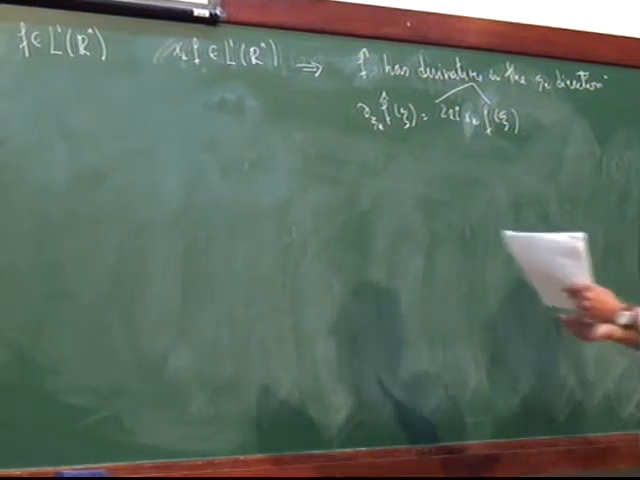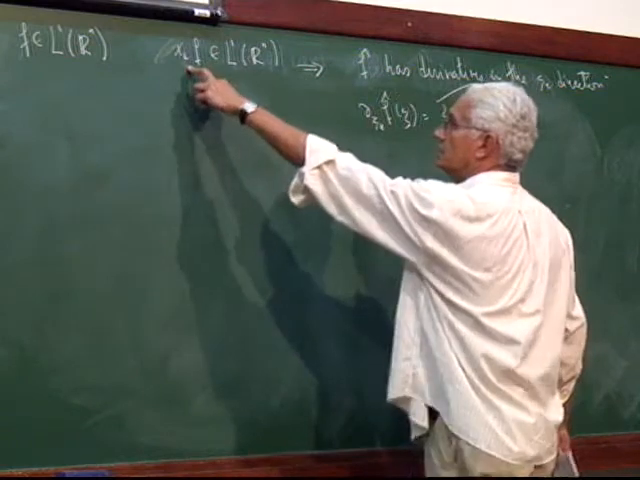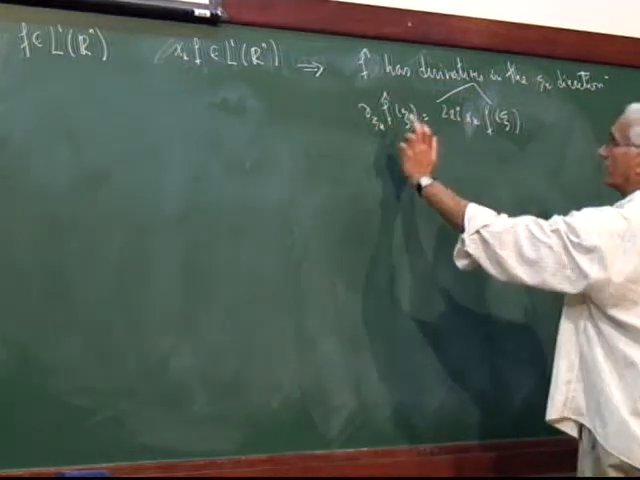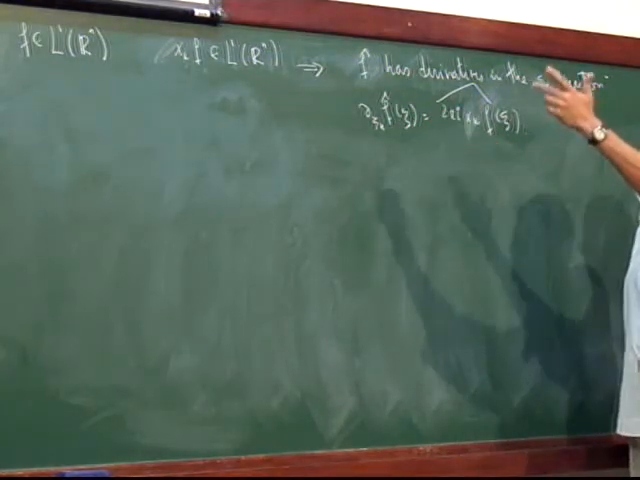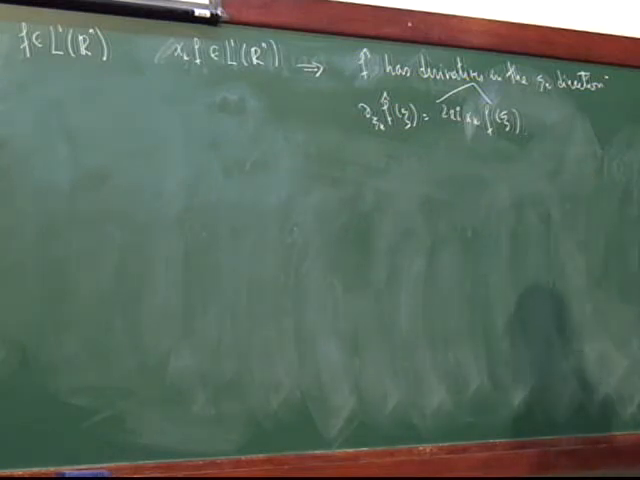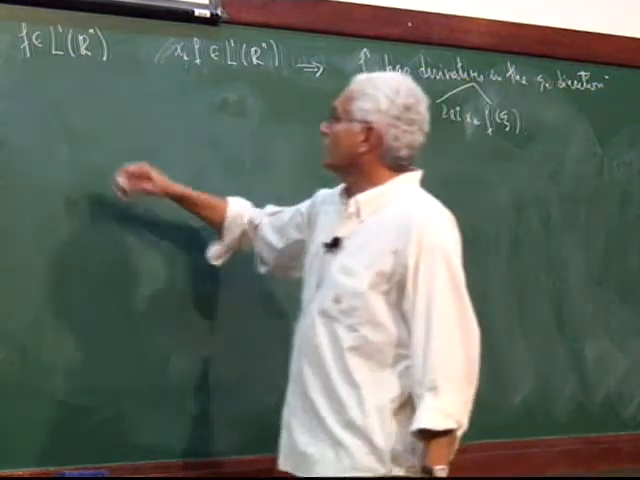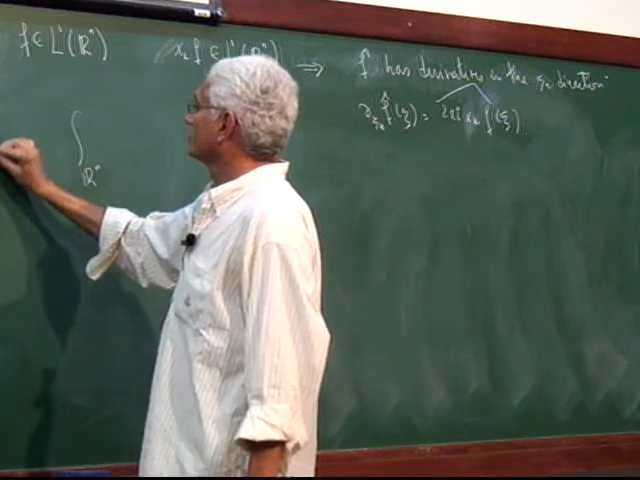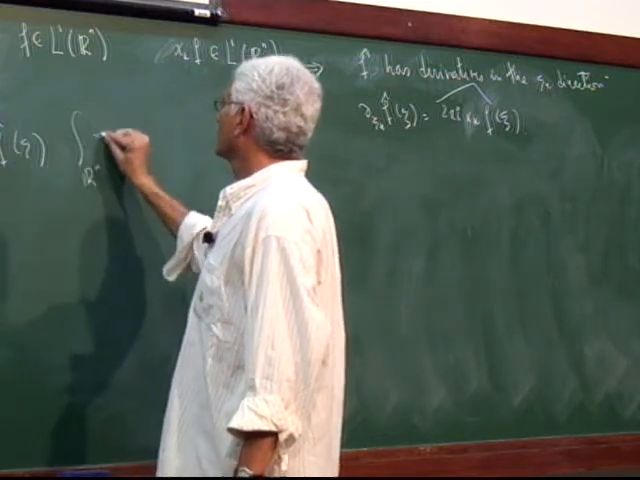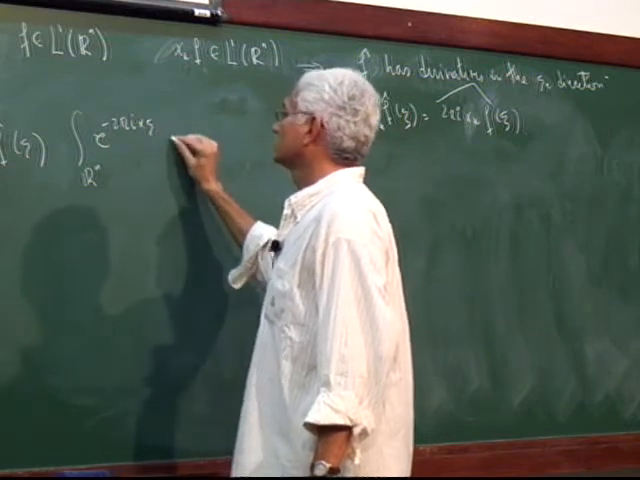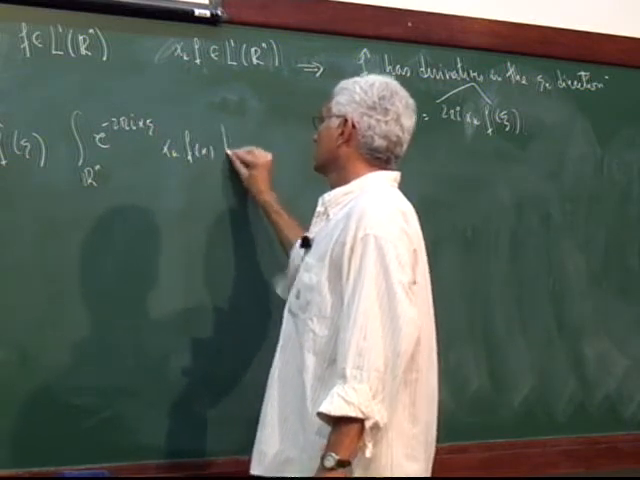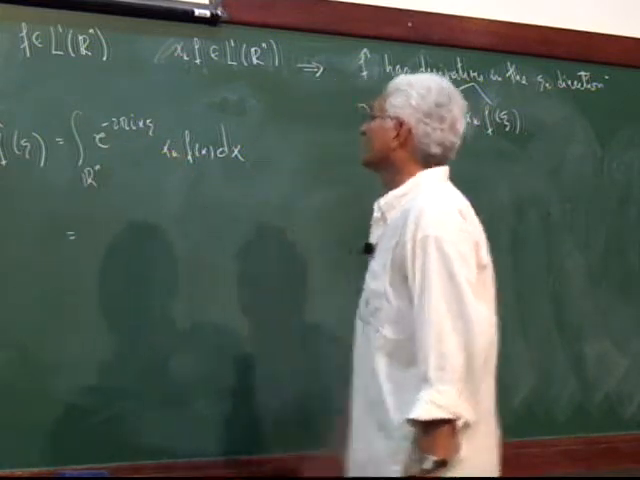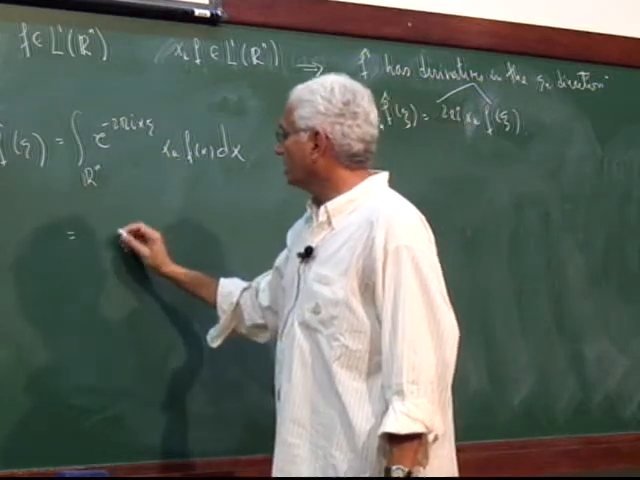What is that saying? That you have a better decay in the direction, let's say, k. That means that your function has some regularity in that direction. You switch regularity with decay, and you have that. Then it's very simple. What you do, you take the Fourier transform of this, and you say, well, but this is exactly the derivative of this.